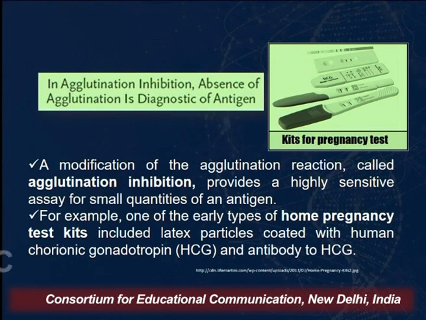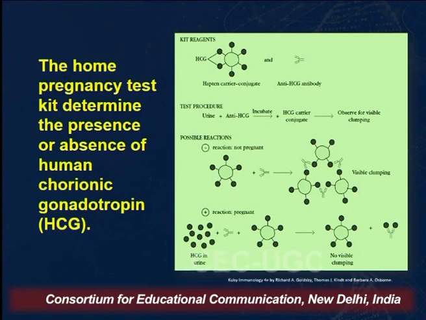So, if we can test or check the sample for the presence of this HCG protein or the antigen with the help of the specific antibody, we can say whether that particular sample is positive or negative. Now, this agglutination inhibition method has been utilized for the development of this particular kit. Now, how exactly does this home pregnancy test kit function?